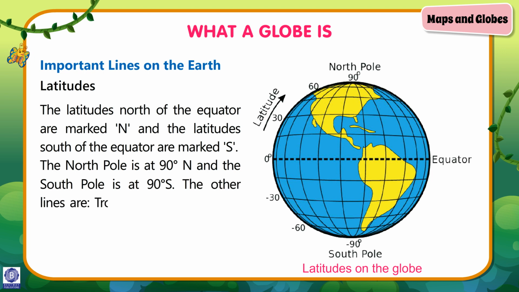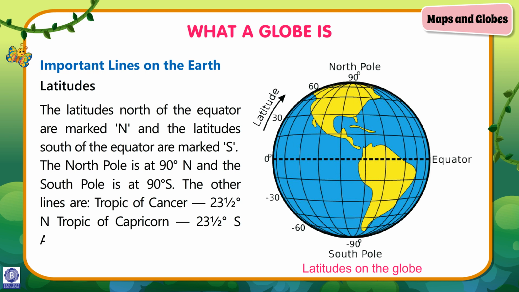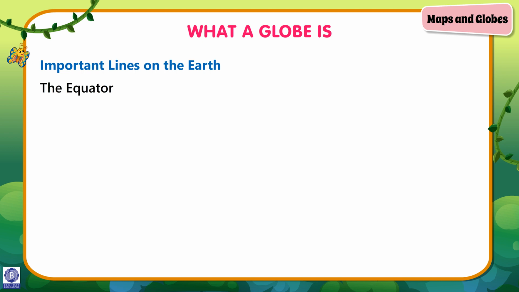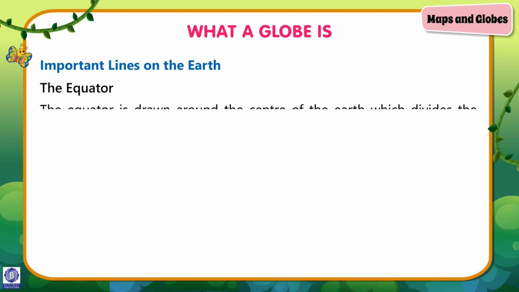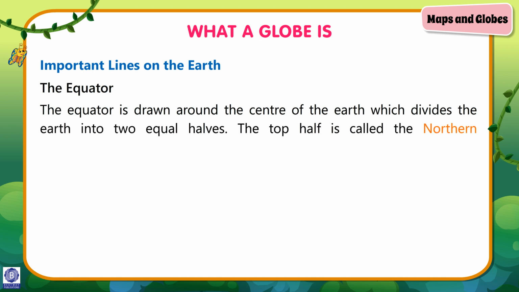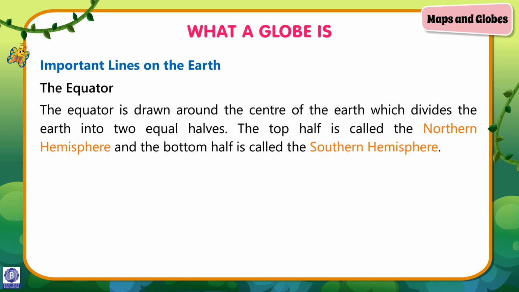The other lines are Tropic of Cancer, 23.5 degrees north. Tropic of Capricorn, 23.5 degrees south. Arctic Circle, 66.5 degrees north. Antarctic Circle, 66.5 degrees south. The Equator. The equator is drawn around the center of the Earth, which divides the Earth into two equal halves. The top half is called the Northern Hemisphere and the bottom half is called the Southern Hemisphere.